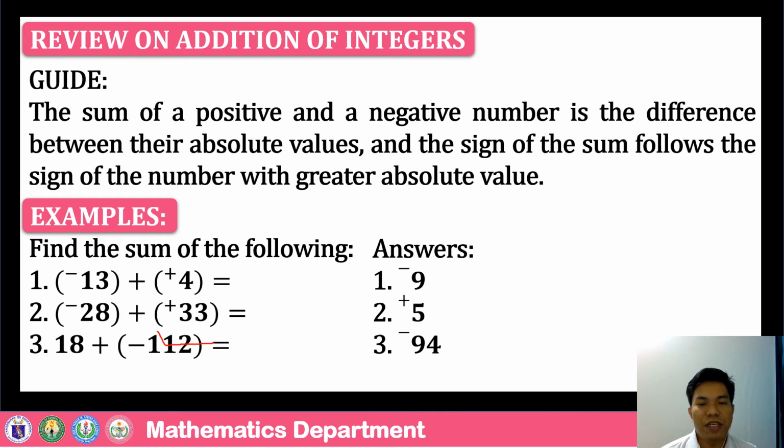If your answer is negative 94, then you are correct. For the last item, find the sum of 23 and negative 16. If your answer is positive 7, then your answer is correct.